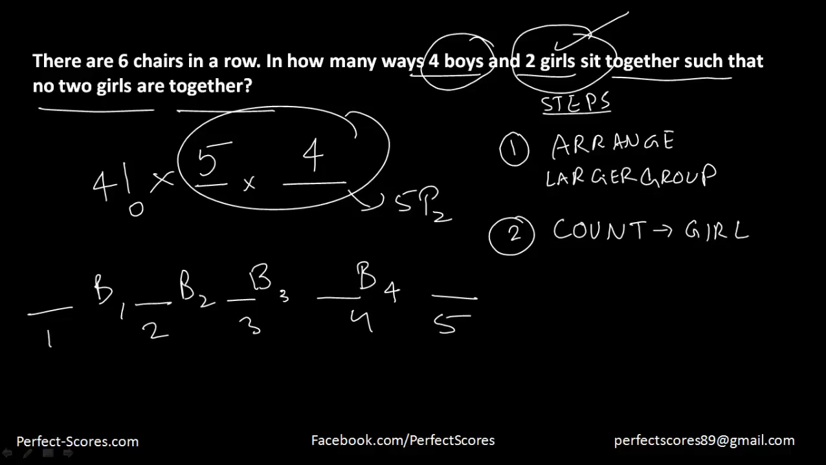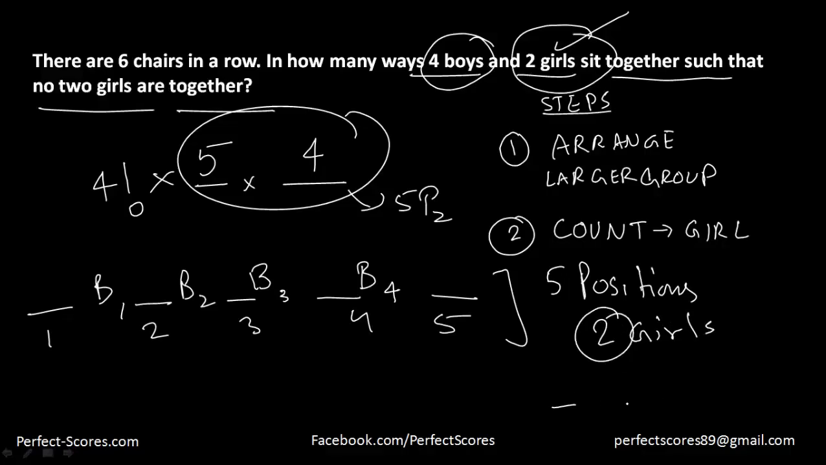So I suppose you're understanding what I'm trying to say here. First you arrange the larger group, the boys, then you lay them down and find how many positions are there for the girls to sit. So we had 5 positions, and in those 5 positions, 2 girls had to sit. If you go by the slot method, first you draw 2 slots, always draw the lesser number of slots. Then see in how many ways any 5 can come here, and any 4 can come here. That would be the number of ways 4 boys and 2 girls can sit such that no 2 girls are together.